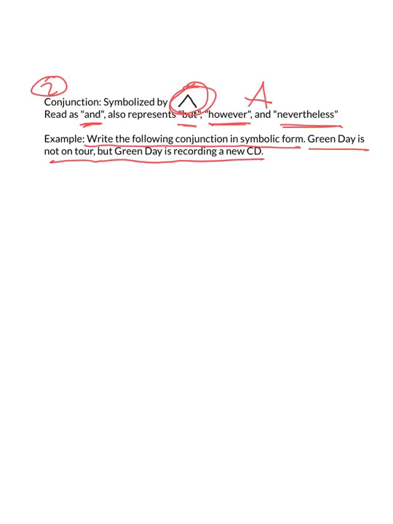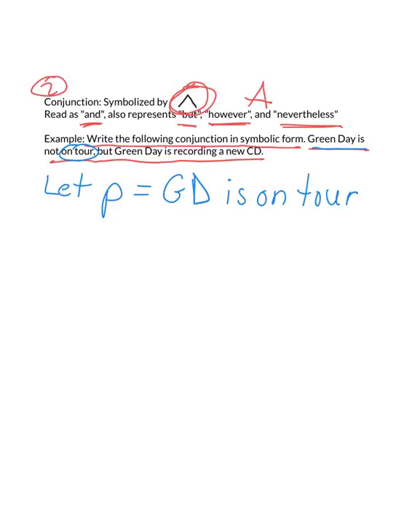Step 1 when we're going from language to math symbols is first we have to assign letters to all of the main ideas. We start with the letter P traditionally, thinking back to the first slide in this video. So I'm going to let P equal, and remember we temporarily ignore the word "not." So instead of saying Green Day is not on tour, I'm going to let P represent that Green Day is on tour. I'm going to abbreviate. I'm going to put GD for Green Day. So "Green Day is on tour" is now going to be represented with the letter P.